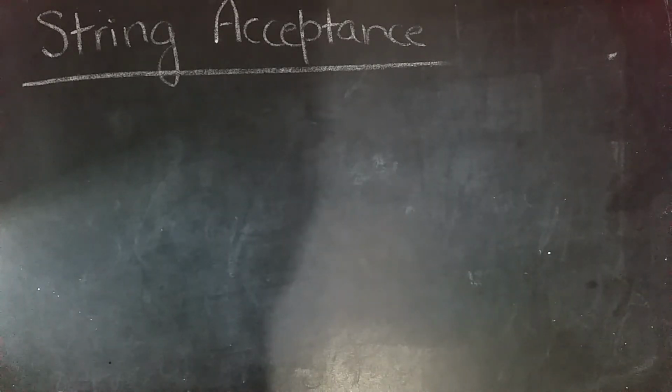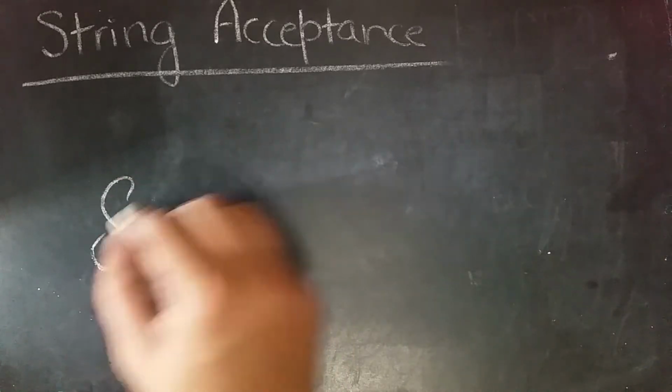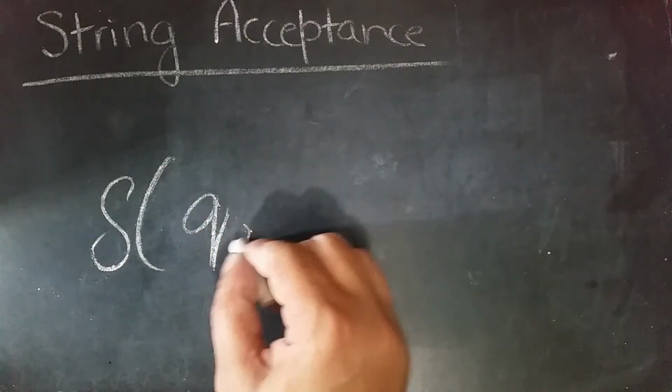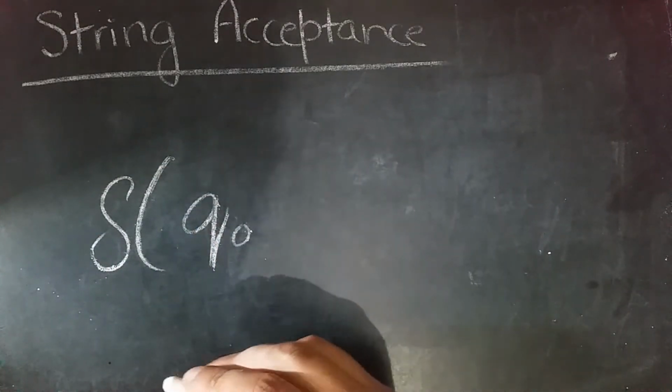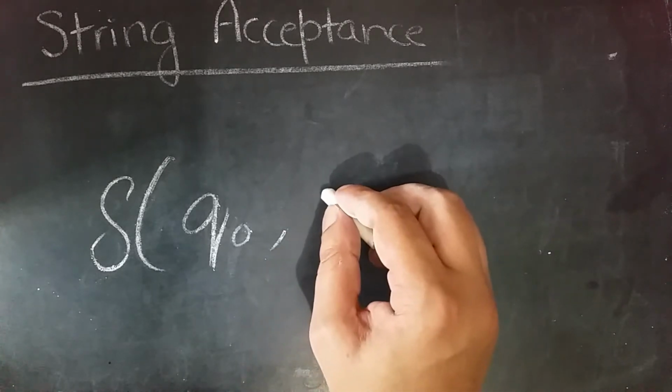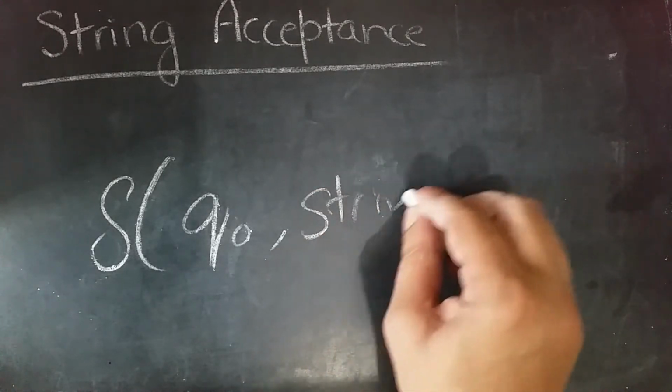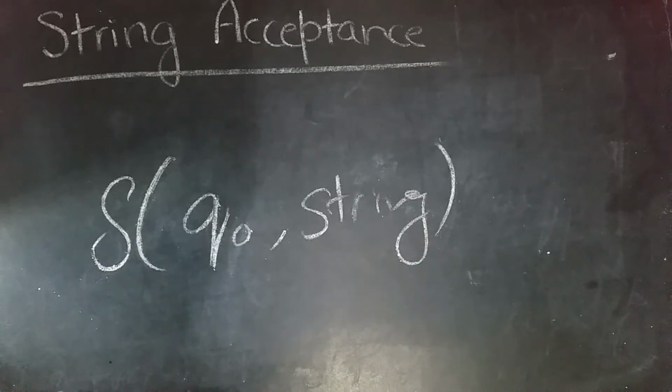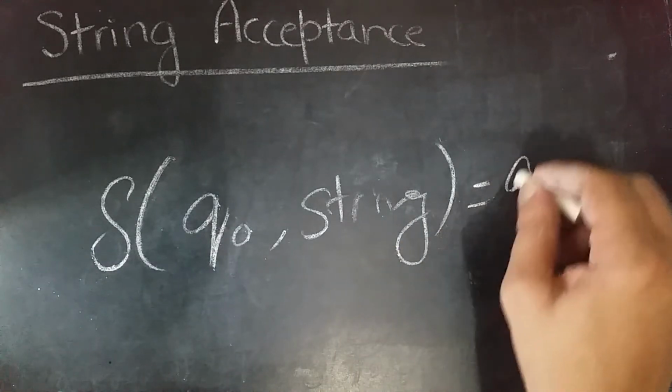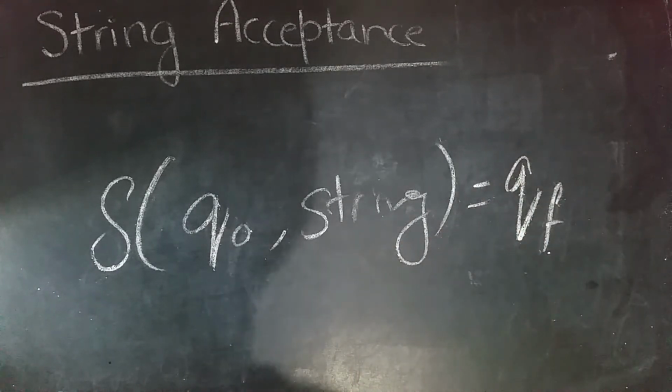We can do this using the transition function. We'll say on the initial state, if we give the input as the string, and if the output is a final state, then we say the string has been accepted. So let's see how the string is accepted by DFA and NFA.